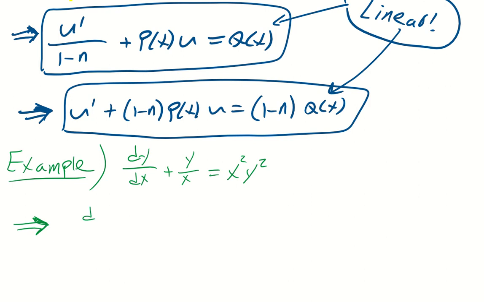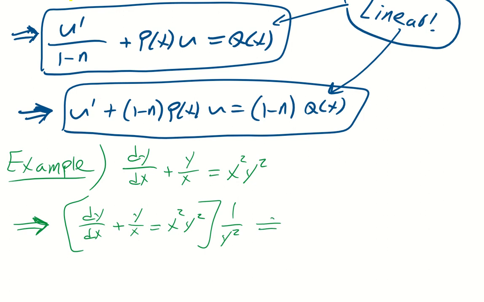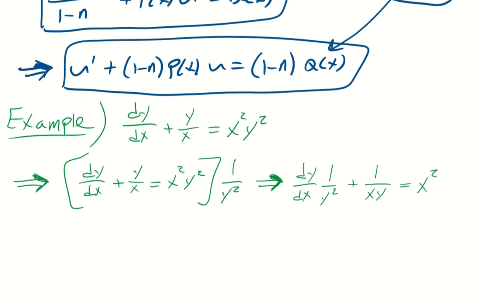So we have right now dy/dx plus y over x is equal to x squared y squared. We'll multiply that entire equation by 1 over y squared. So now we can get dy/dx times 1 over y squared plus 1 over xy is equal to x squared. Great. We're going to do our u substitution.